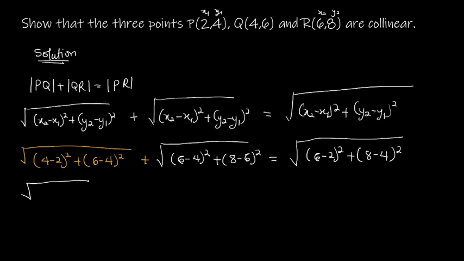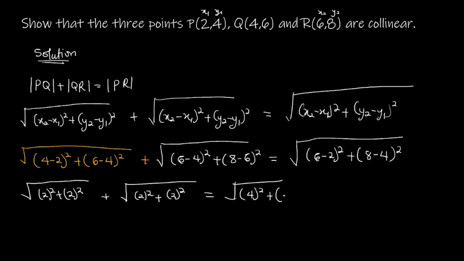So this becomes the root of 4 minus 2, that will give me 2, so it becomes 2 squared, plus 6 minus 4 will give me 2 squared, plus the root of 6 minus 4 will give me 2 squared, plus 8 minus 6 also gives me 2 squared. This is equal to, then I come to this side, 6 minus 2 will give me 4 squared, plus 8 minus 4 will give me 4 squared. So I have over here 2 squared plus 2 squared, so this will give me 4, this will give me 4, and that will be root 8 at this point. So I have over here root 8 plus root 8 is equal to, this side will give me 4 squared is 16 plus another 4 squared, which is also 16. So that will give me root 32.